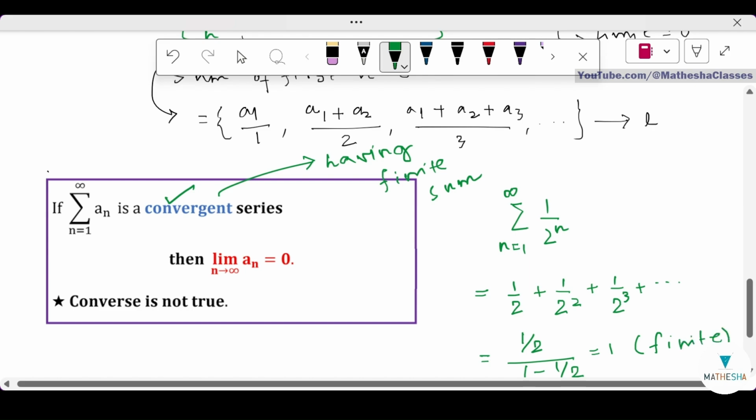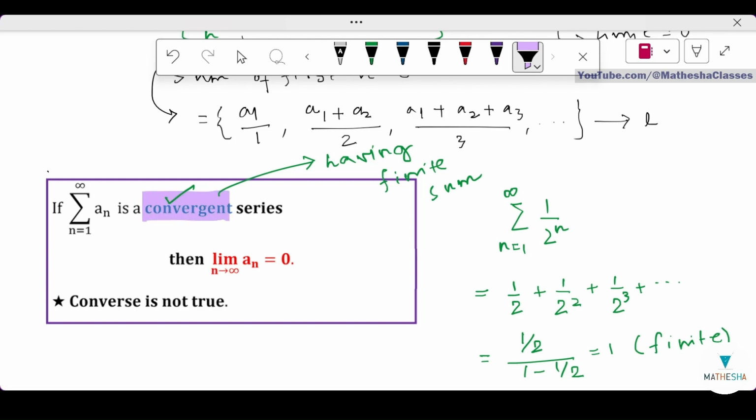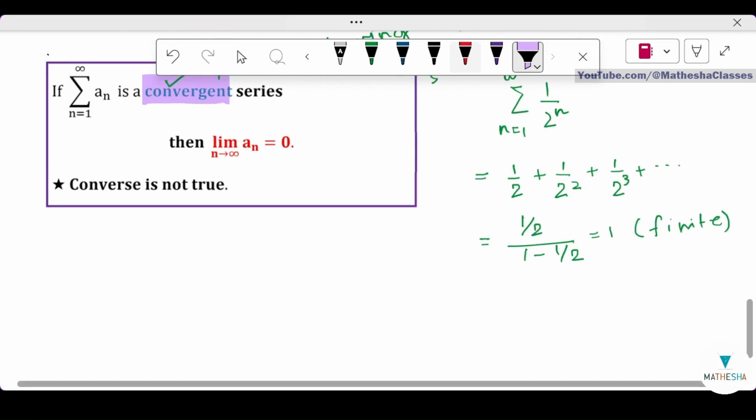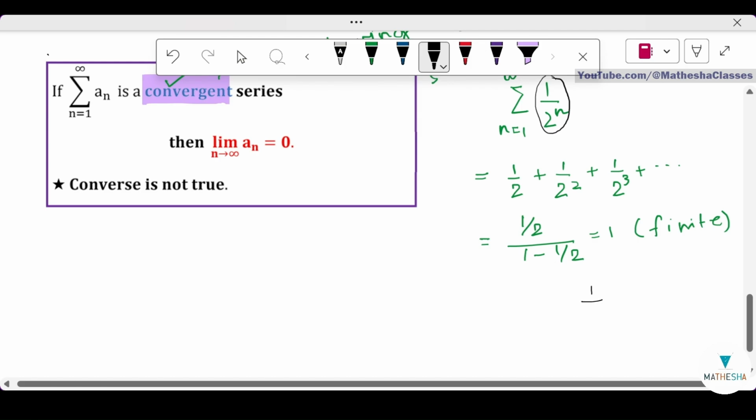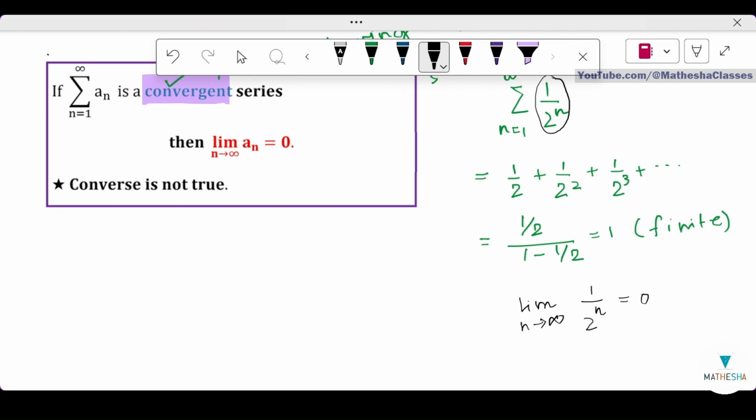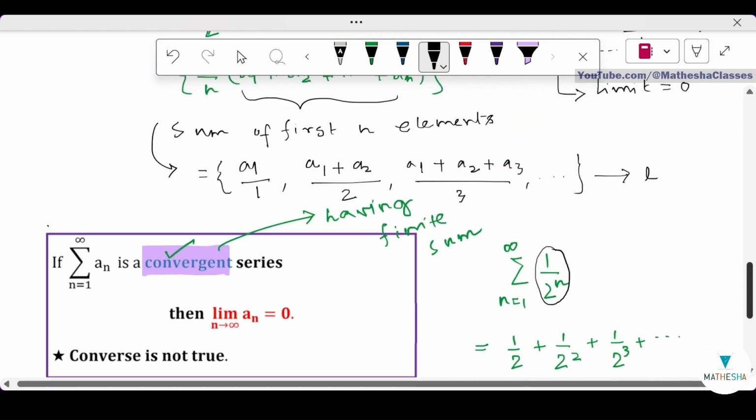और फाइनाइट का मतलब है ये सीरीज कन्वर्जेंट है. सो ऐसा कुछ भी सीरीज ले लीजिए, देन उसका जो nth टर्म है, इस सीरीज का nth टर्म क्या है? 1 upon 2 to the n. जब आप इसका लिमिट ले रहे हैं as limit n tends to infinity, you will be getting 0. So this is true for any convergent series.